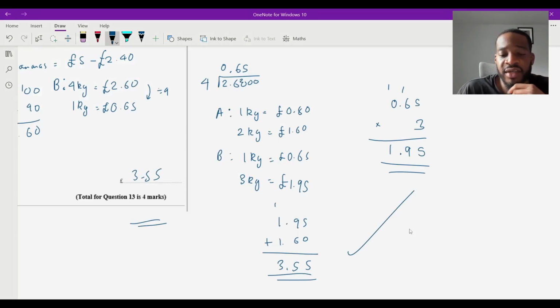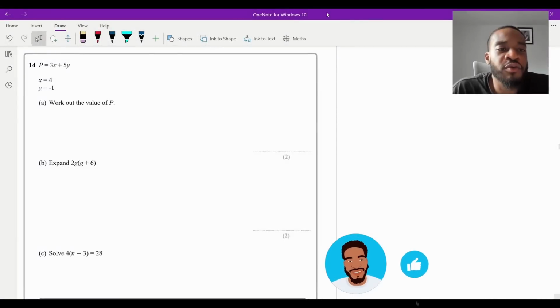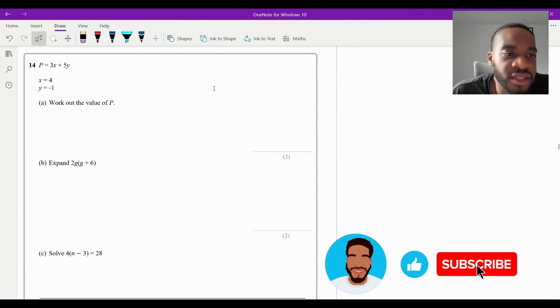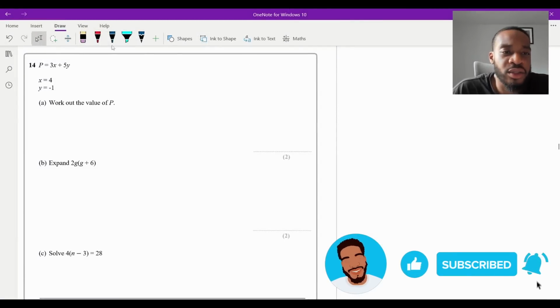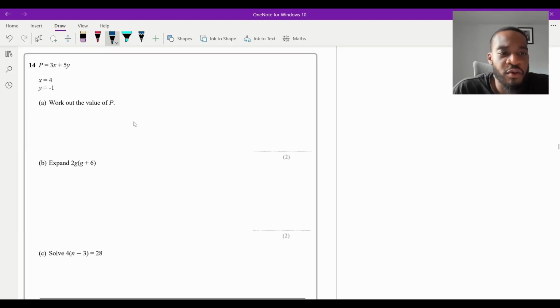And that's it. Finished. Okay, so question 14 says P is equal to 3x plus 5y, x is equal to 4, y is equal to minus 1. Work out the value of P. Okay, so this is just substitution. We're saying that 3x means 3 times x, right? Since x is 4, we're doing 3 times by 4 plus 5 times by y, but y is minus 1.